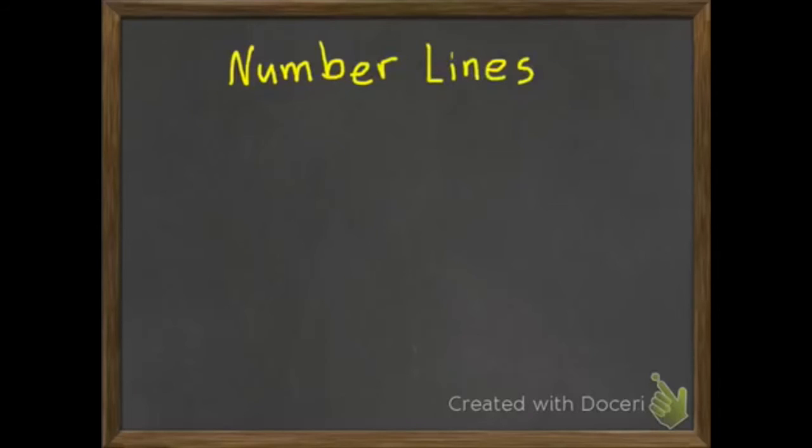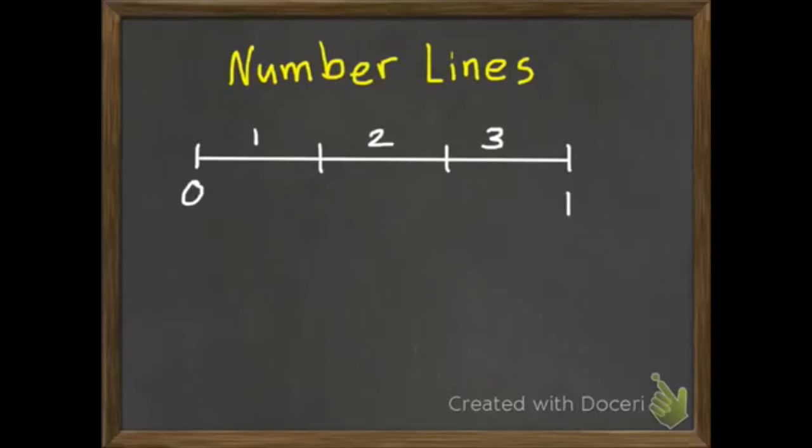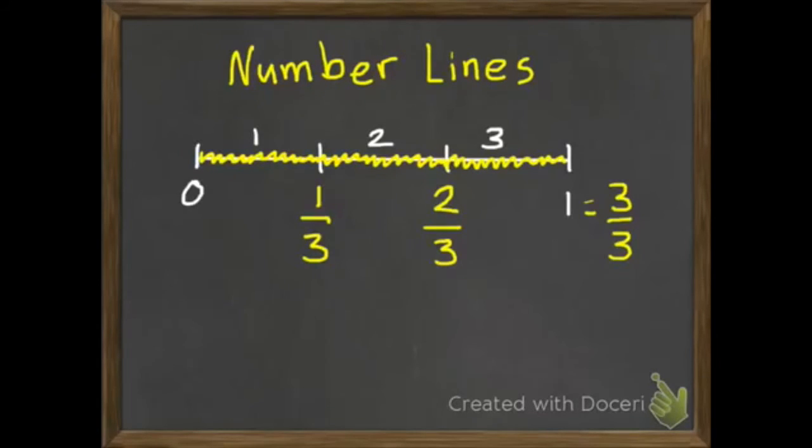Okay, you can also use number lines to help you figure out equivalent fractions. So if I have a number line that goes from 0 to 1, and I break it into 3 equal pieces, 1, 2, 3, and if I fill in 1, that would be 1/3, 2 would be 2/3, and if I have the whole thing, that would be 3/3, which is the same as 1 whole.